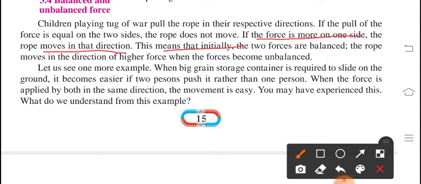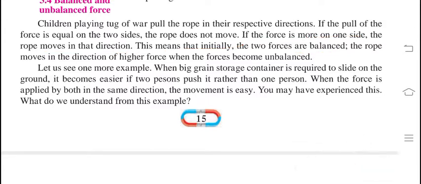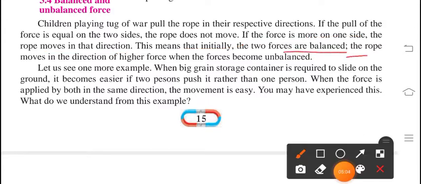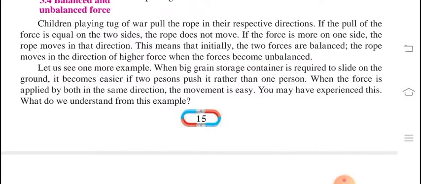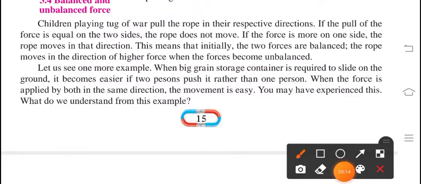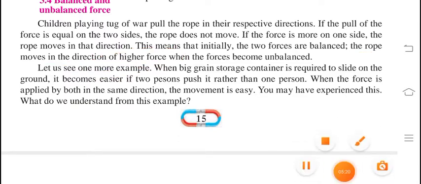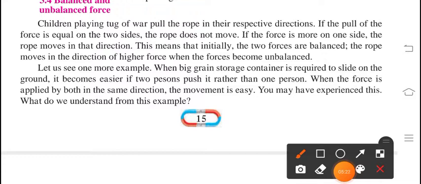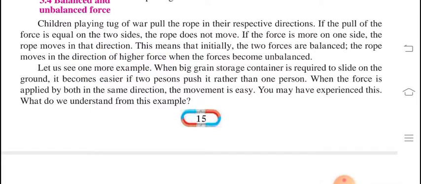This means that initially the two forces are balanced. When the forces become unbalanced, the rope moves in the direction of higher force. When the forces become unbalanced, the direction of motion will be toward the higher force.